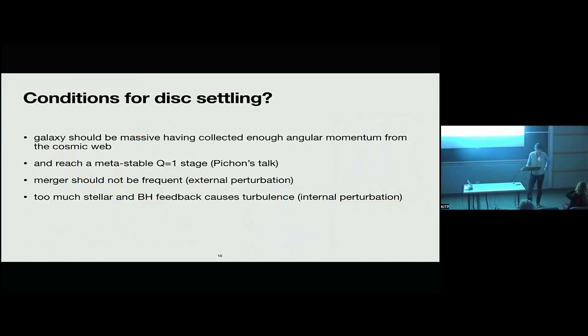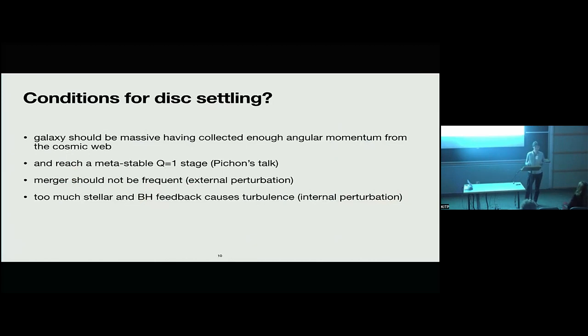So to sum up on the thin disk and disk settling, galaxies should be massive enough and have collected enough angular momentum from the cosmic web to develop a galactic-scale disk and reach a metastable stage with Toomre Q parameter around 1. That was briefly mentioned by Chris on Monday. And major mergers disturb the system. So if you have a lot of major mergers, usually in the early universe, then it's very bad for settling disks. And too much stellar feedback is very bad as well.